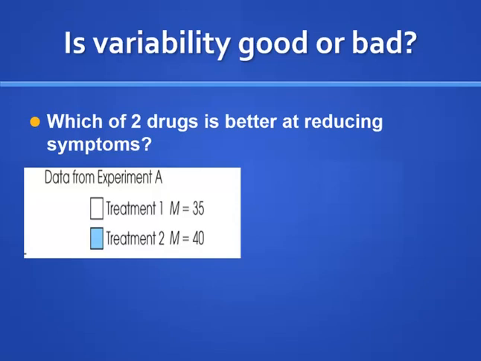So let's look at an example where they have 2 different drug treatments in which the mean of each group differs by only 5 points. And what we're asking here is which of these 2 drugs that we're testing here, treatment 1 or treatment 2, is better at reducing symptoms of something. I don't know, it doesn't really matter.